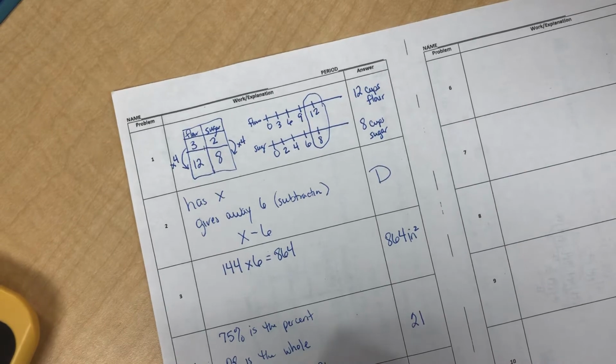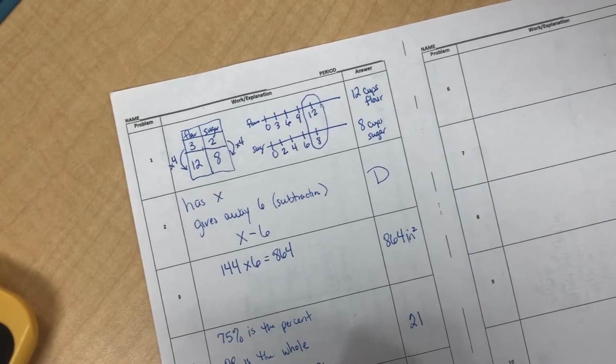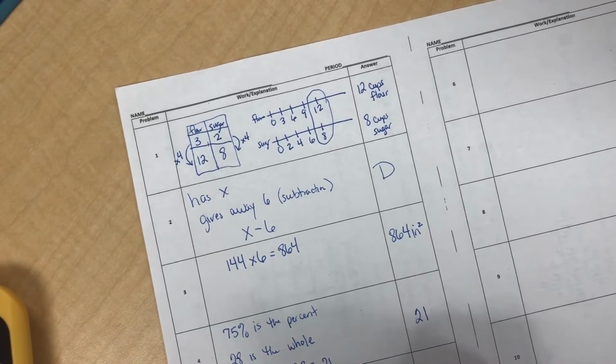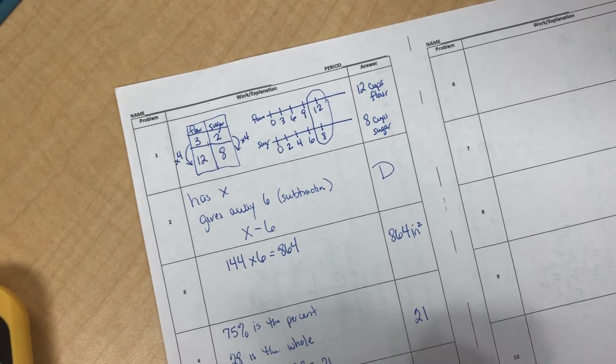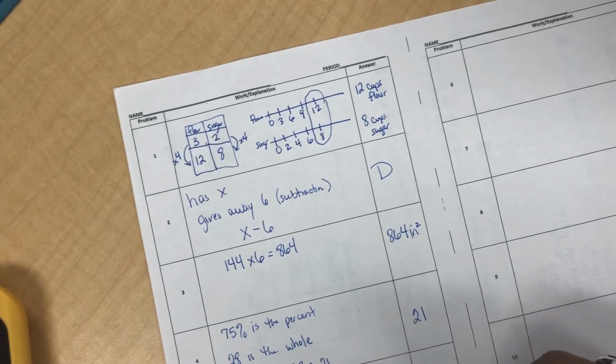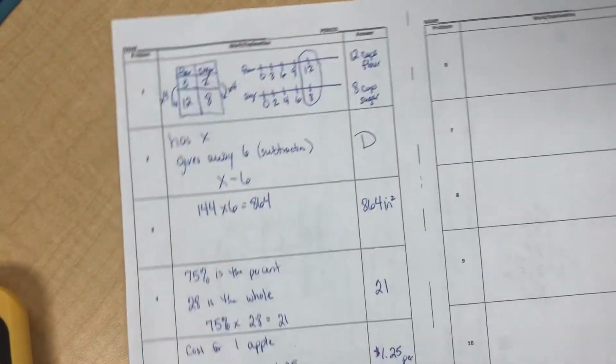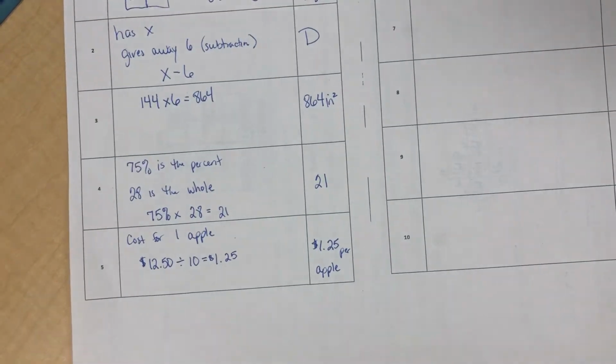Well, I know that it's $12.50 for 10. So if I take $12.50 and divide it by 10, then that gives me $1.25, which means I am paying $1.25 per apple. And that's my unit rate. Remember, unit rate is always the cost for one.